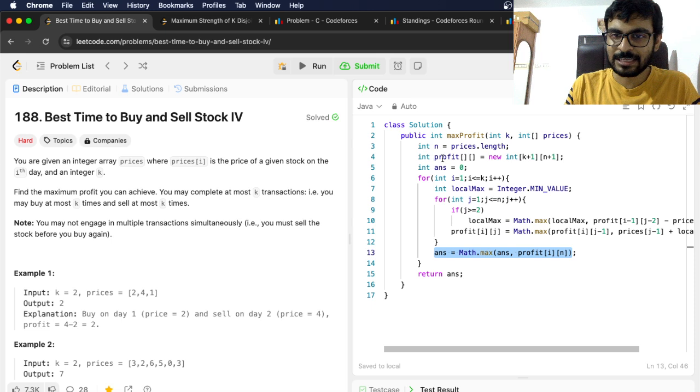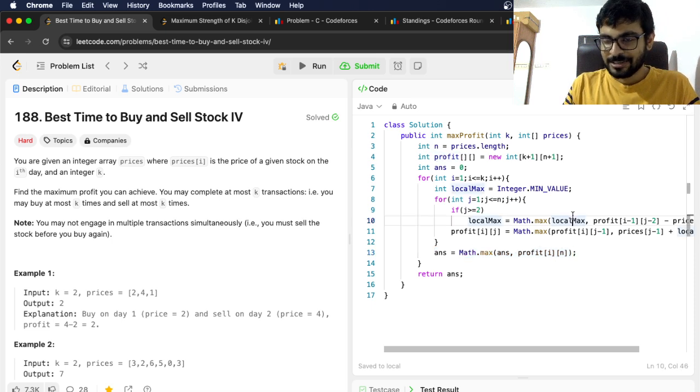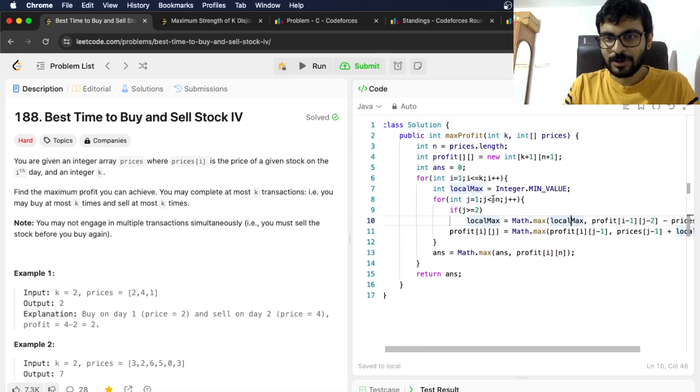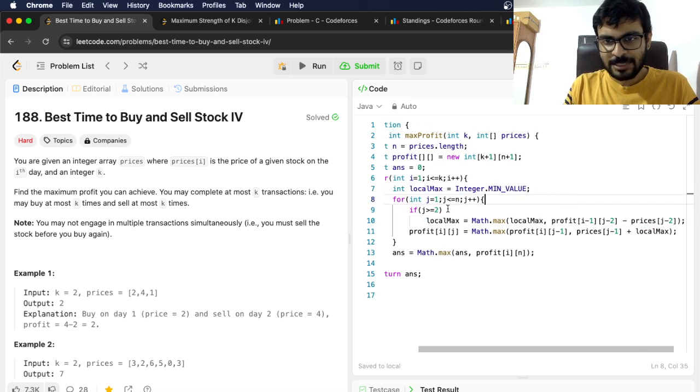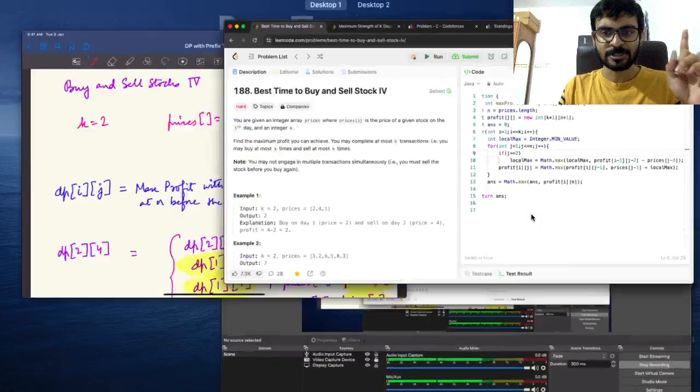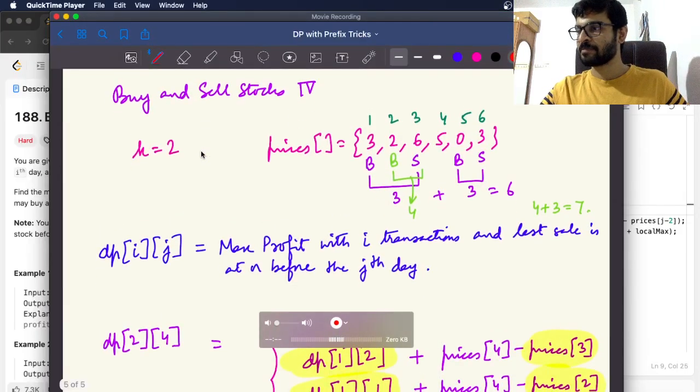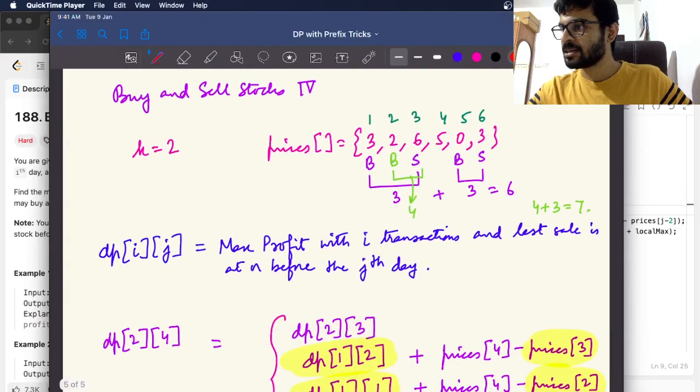So profit is basically containing the DP state. So what am I doing over here? Local max, I have to find out the maximum. So I'm starting that with the minimum possible value. And then I'm saying, okay, as you move to a j, you need to consider this. So remember, there is an adjustment. Over here, I started the prices thing with 1. I did it from 1 to 6. Actually, it is from 0 to 5.